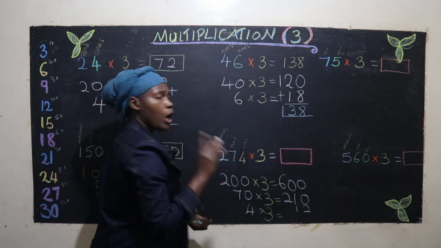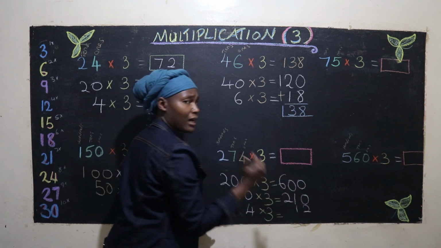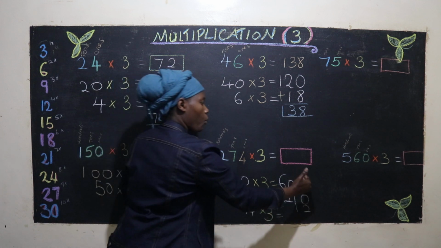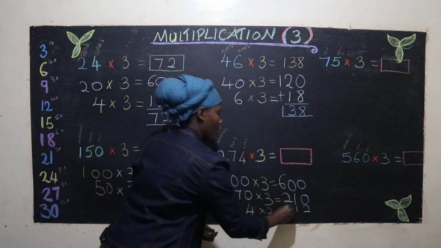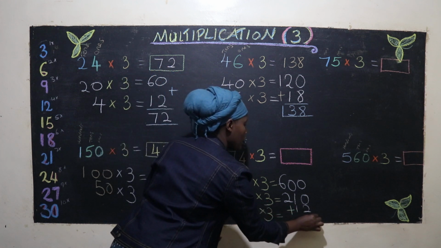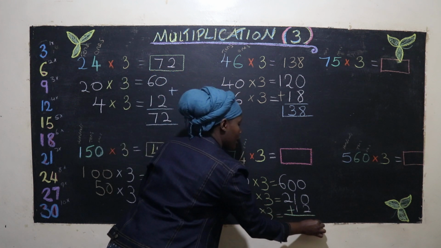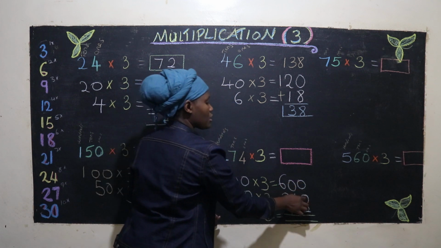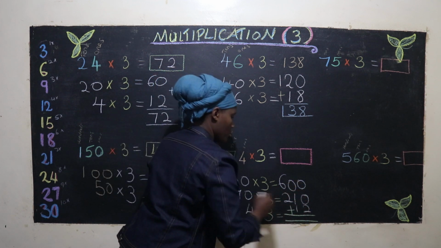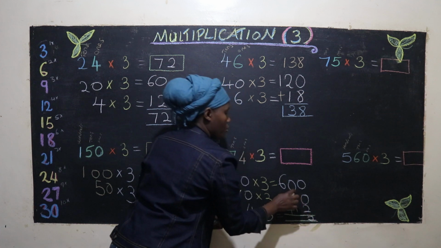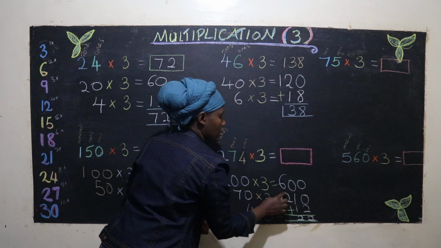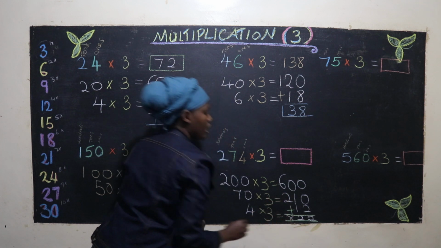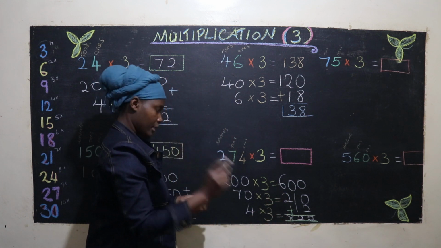Make sure all the numbers are aligned very well. Ones are together, tens and hundreds. So when you add, it is perfect. 0 plus 0 plus 2 will give you 2. 1 plus 1 will give you 2, and 6, 7, 8. You have 8, and it's 822.